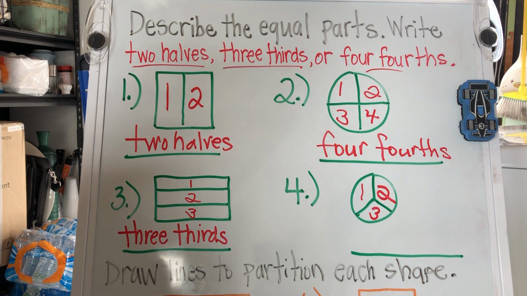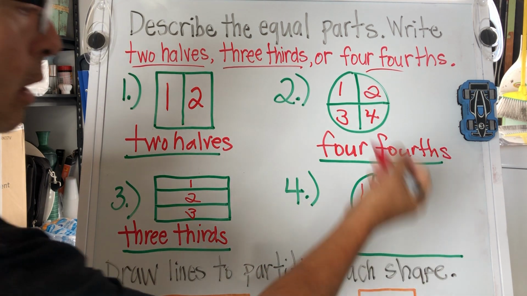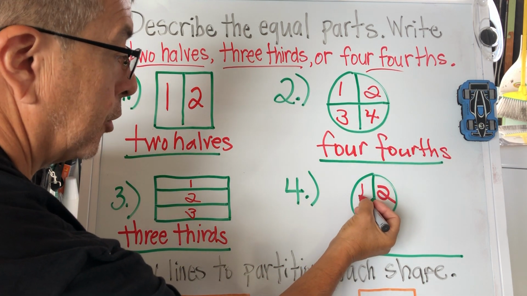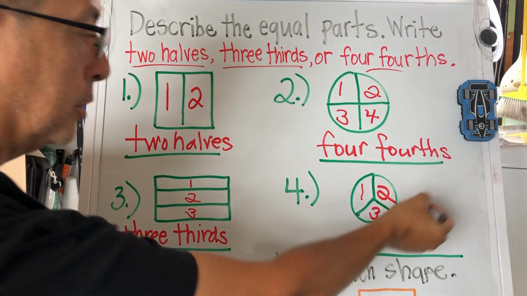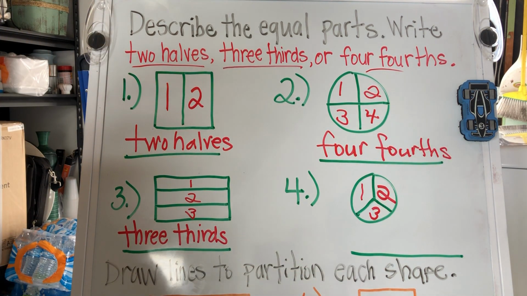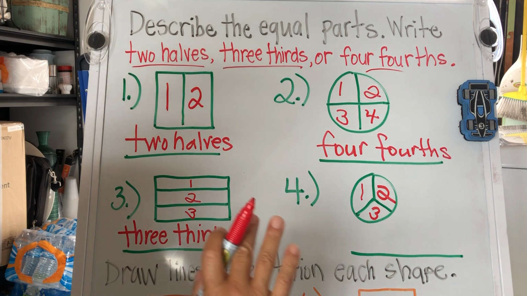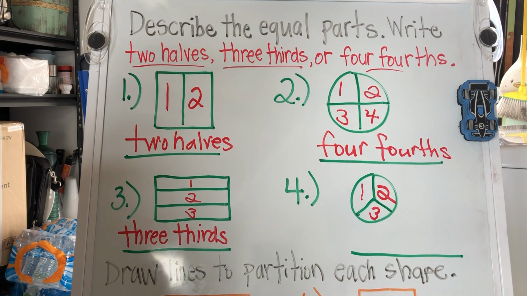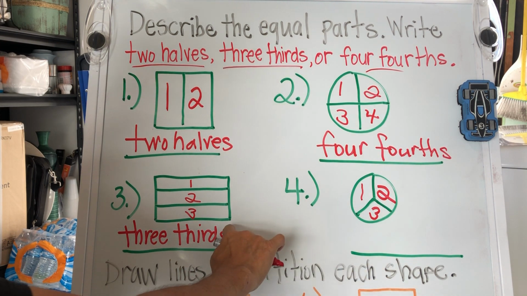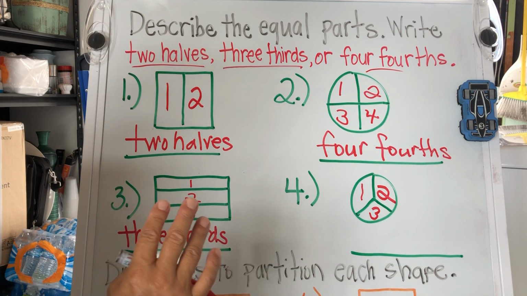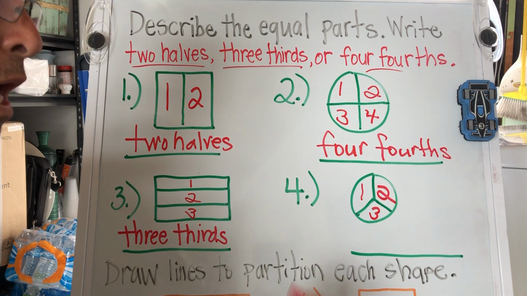How many equal parts are there? You're right, 3. So this is 1/3, 2/3, 3/3. So the way we describe this shape, we're not going to call it a peace sign right now. We're going to call it, it's just like this one, it's just like number 3. We're gonna describe it as 3/3.